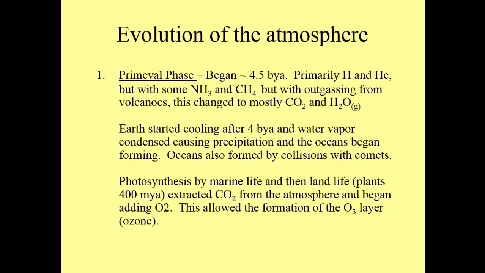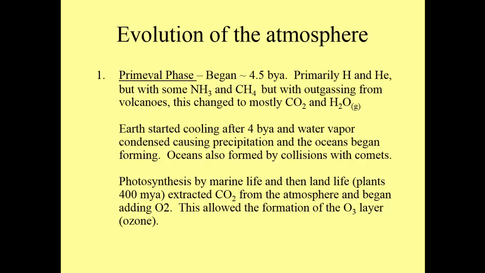Then, after we got a lot of carbon dioxide into the atmosphere, photosynthesis by marine life and then land life started extracting the carbon dioxide out of the atmosphere. They would split the carbon off to form leaves, stems, that sort of thing, but they would return the oxygen back to the atmosphere. So now we have a big change starting to take place where the CO2 is being replaced by oxygen. Then finally, at the end of the primeval phase, we see a lot of this oxygen working its way up into the lower stratosphere, combining with another single oxygen to form O3. And this O3 then is called ozone.